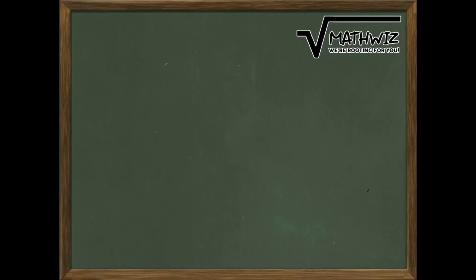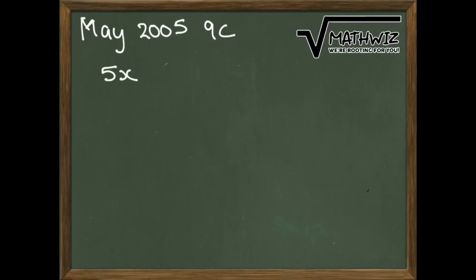All right, so the next question we're going to do is May 2005, and it's question 9C. Right, which is 5x squared plus 2x minus 7 equals 0. So I'm realizing that they also didn't specify for this one. So again, you can use any of the three methods, but I'm going to be using the factorization method.